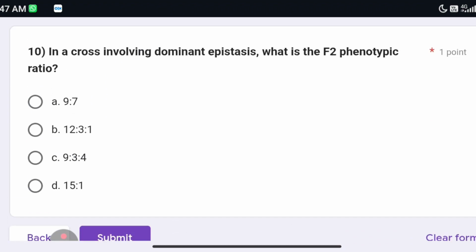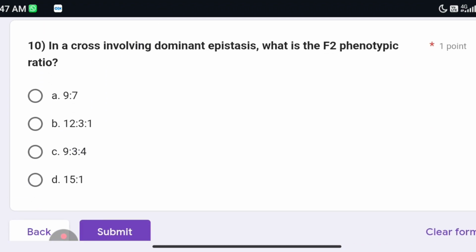Okay. The last question for this MCQ test is, in a cross involving dominant epistasis, what is the F2 phenotypic ratio? The answer is B, 12:3:1.